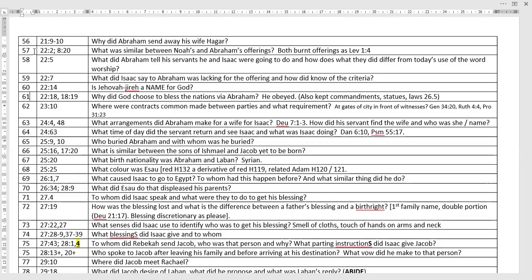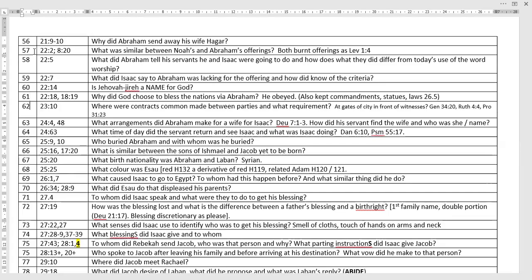Question 61. Why did God choose to bless the nations via Abraham? We see a reference there, 22:18 and 18:19. I've read some of them already. God knew Abraham was going to raise up his descendants, right? And Abraham obeyed God's laws and so on. We can see this later in 26, verse 5.